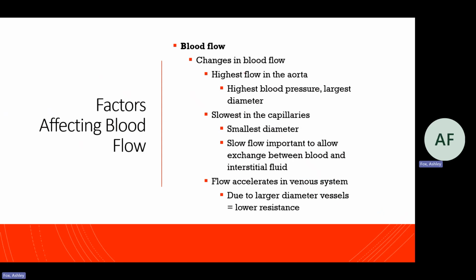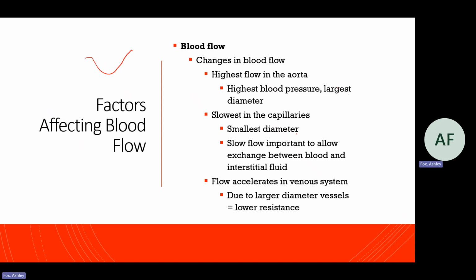So again, blood flow is going to be highest in the aorta: highest blood pressure, largest diameter. So you're going to have a large amount of flow. Coming right off of the heart, there's high pressure, it's a high explosion of blood, and it's a very large vessel. So what happens with speed of blood flow is kind of what we looked at. The aorta starts fast, it goes down to the capillaries, and then it increases again.